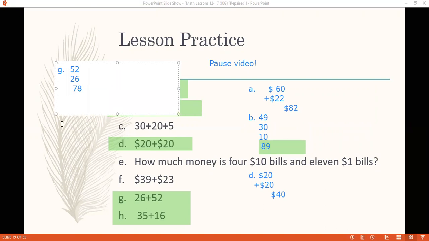And moving down to H, 35 plus 16. 35 is our greater number. We'll put that on top. Plus 16. What is 6 plus 5? Or 5 plus 6? It's 11. Making sure that we put our 1 up above our tens place. We want to add that into our number. What is 3 plus 1 plus 1? It's 5. So H is 51.